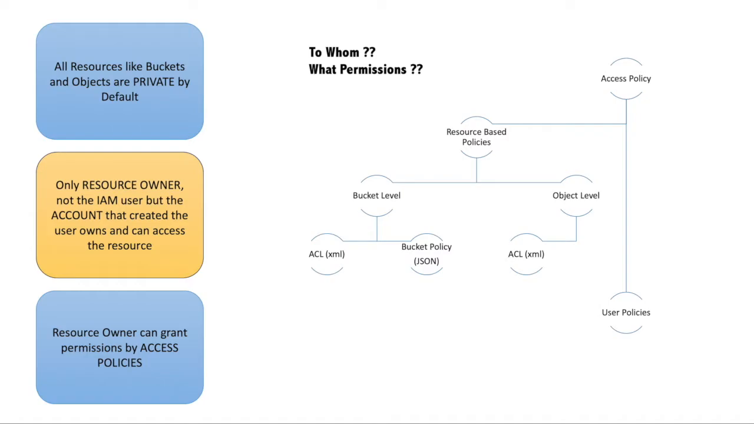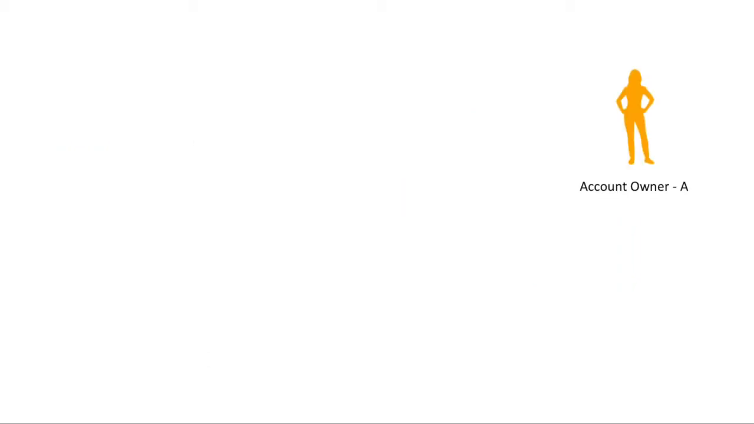Resource based policies concern resources like bucket and operation, and at the bucket level we have two ways of handling it. One is through ACL, the other is bucket policy. Bucket policy is written in JSON, whereas ACLs are written in XML. Object level only has a mechanism for ACL, and then there are user policies which are done in the IAM service. As part of the IAM service, we can create user policies, which are again written in XML. So we are going to cover this.